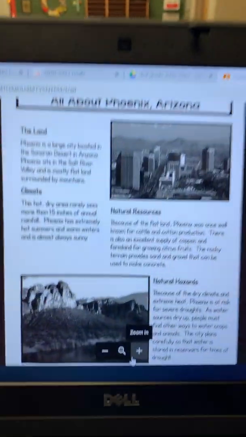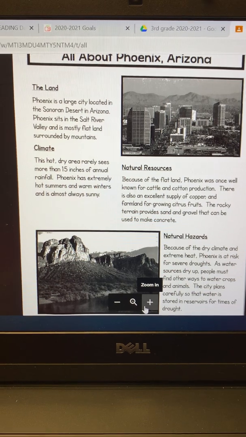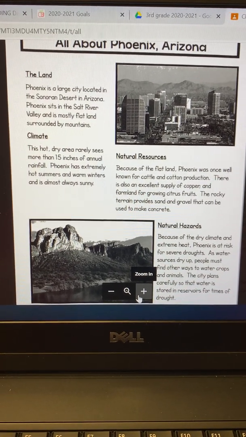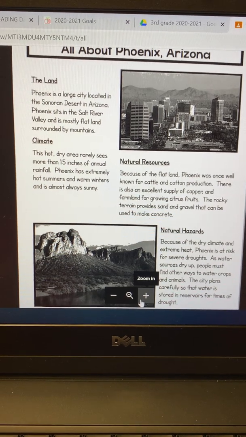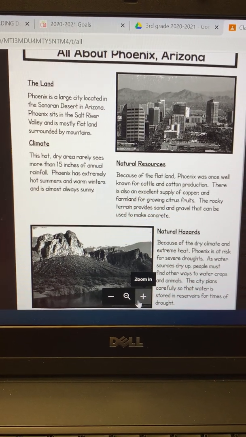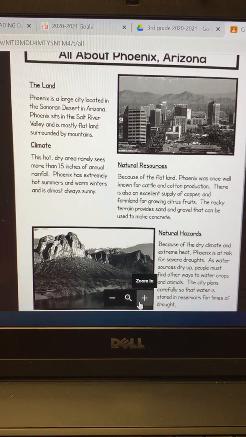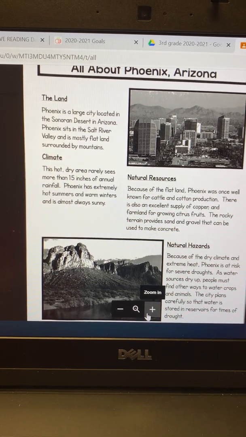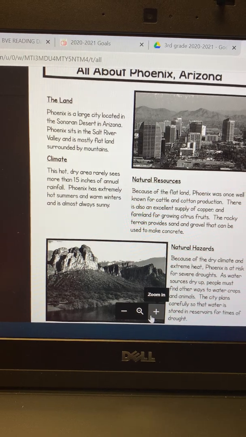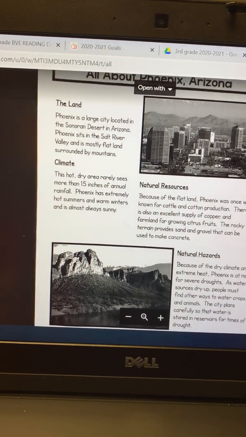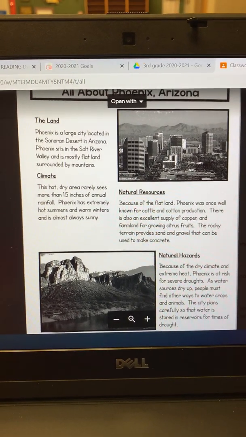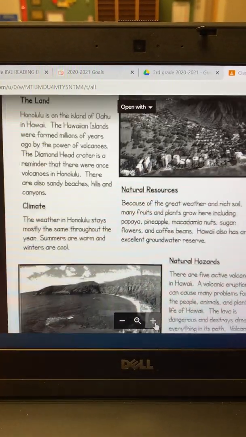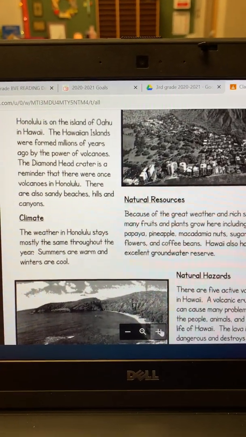So we've got the one from Phoenix that I have up, and it says Phoenix is a large city located in the Sonoran Desert in Arizona. Phoenix sits in the Salt River Valley and has mostly flat land surrounded by mountains. Okay, so I'm going to do the land portion, and then I'm going to move to Honolulu, and I'm going to look at the land portion there.